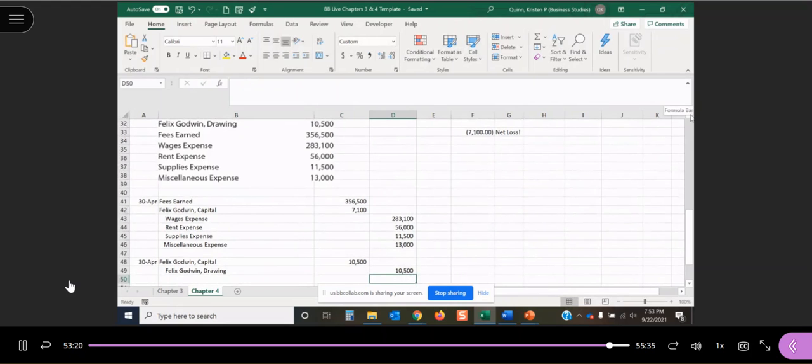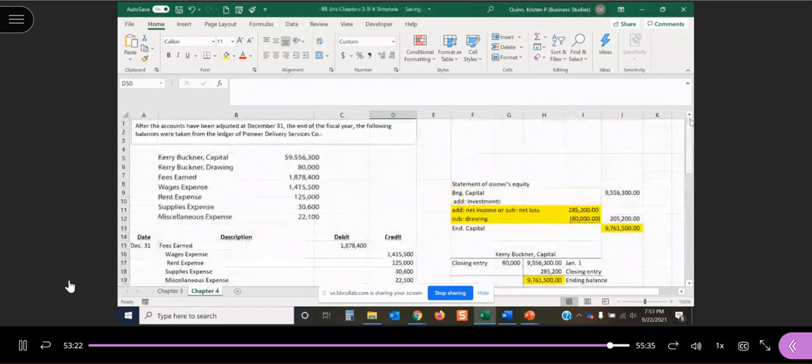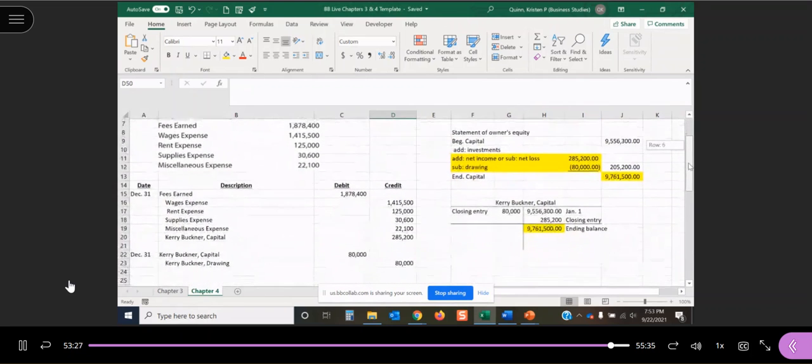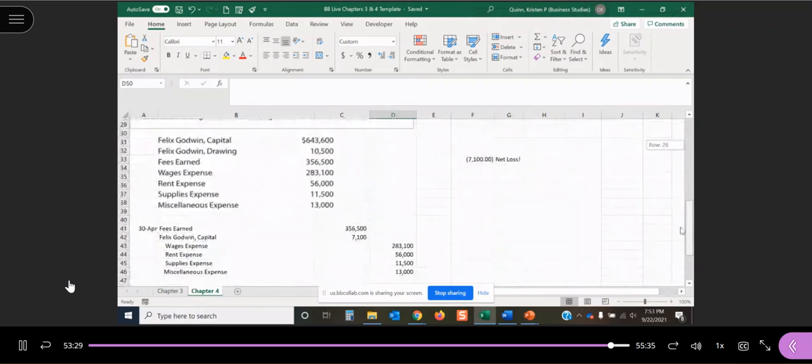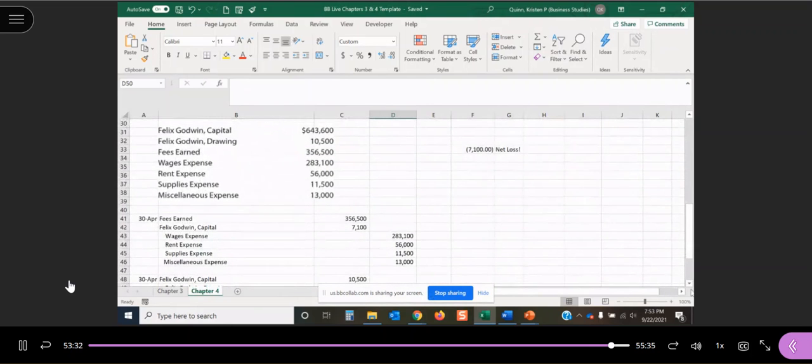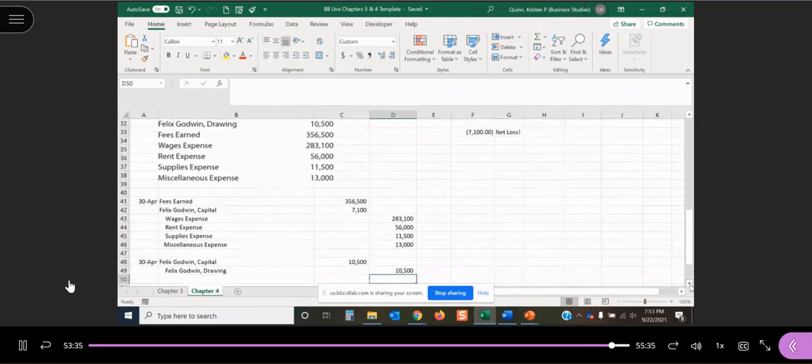So again, I can't stress enough that our capital account does not get closed. So you'll notice in my closing entries, you don't see that $9 million anywhere, or you don't see that $643,000 anywhere. We do not close out our capital account, but our capital account is affected by our closing entries. And what we're doing is we're transferring what we see impacting our capital balance on our statement of owner's equity. We're transferring that over into a journal entry to update our capital account.